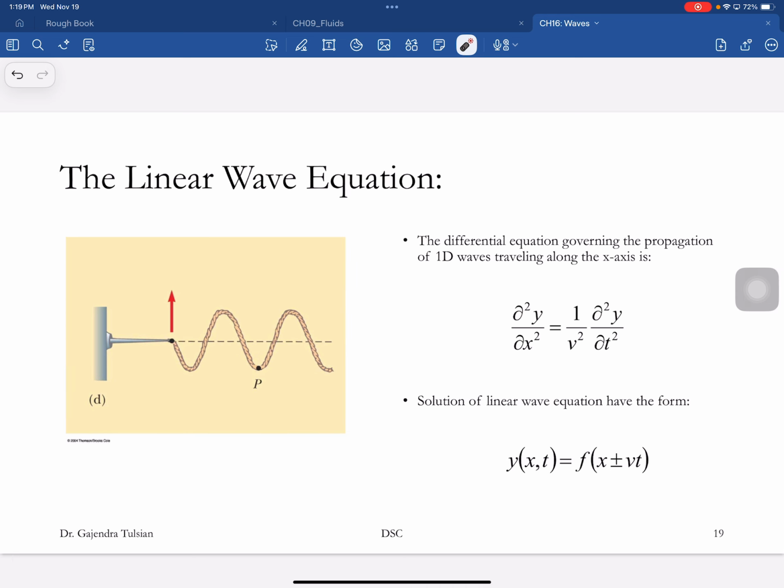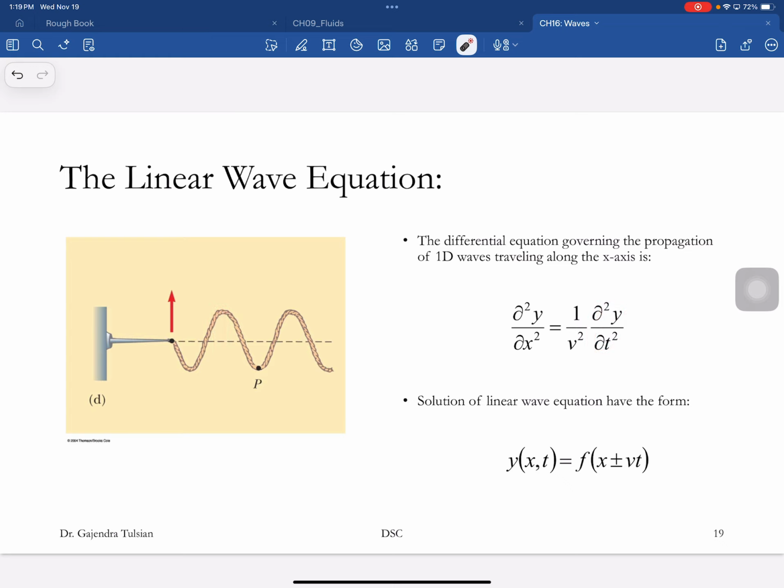Why would it be the second partial derivative? Because isn't the second derivative of a position function acceleration? Yeah, so this is the acceleration of this point. That's the acceleration of this guy.